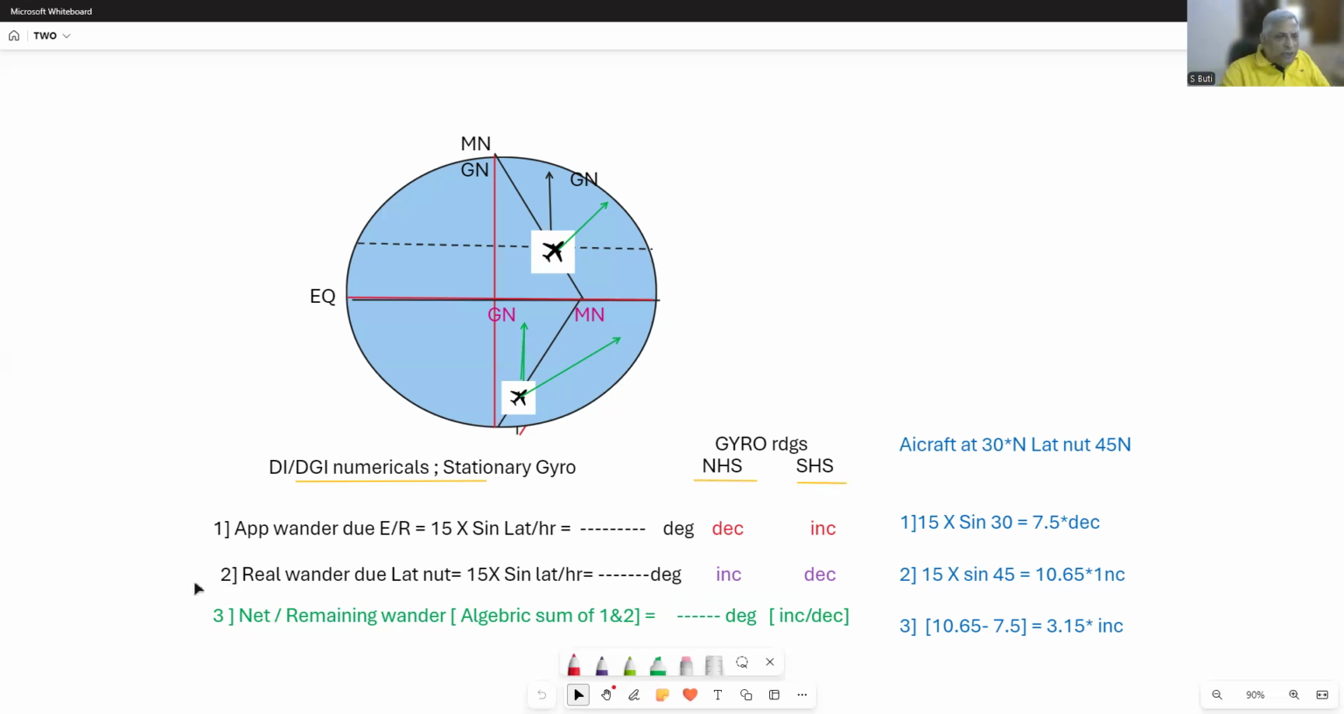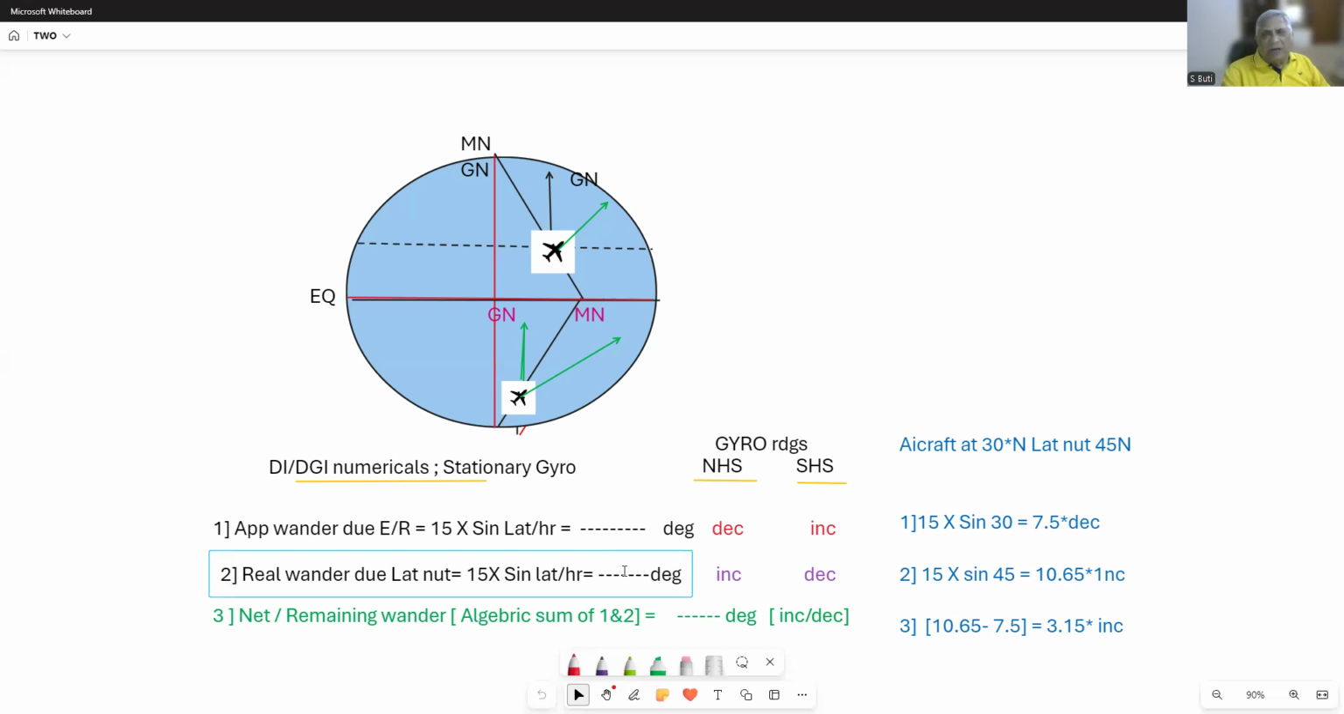If these two are given to you, aircraft is flying here, but there is still a wander, then find out the value of part 2. If it is increase, that means you have set the latitude to northern hemisphere. If it is decrease, you set it to southern hemisphere. And how much is the degrees? 15 into sine of which latitude is giving you this increase or decrease.